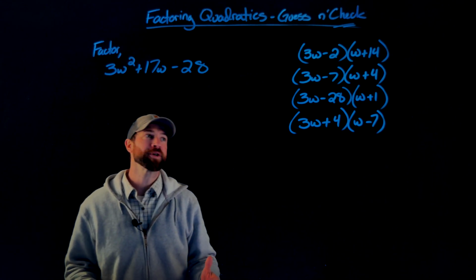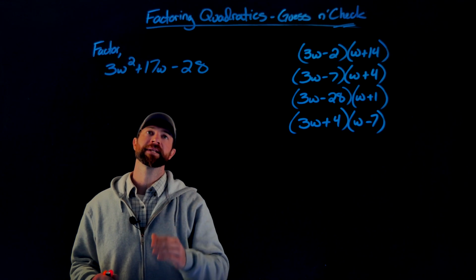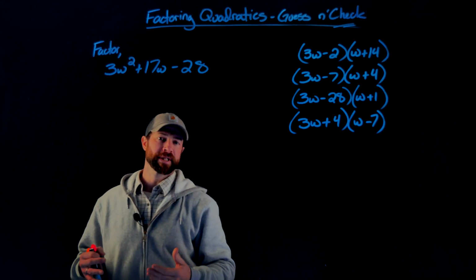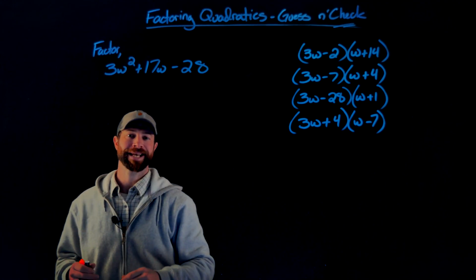All right, let's talk about factoring quadratics using the guess and check method. Here we have 3w squared plus 17w minus 28. This method is used for quadratics that are more difficult, where the a value or the lead coefficient is not 1. We have a 3 here in this case.